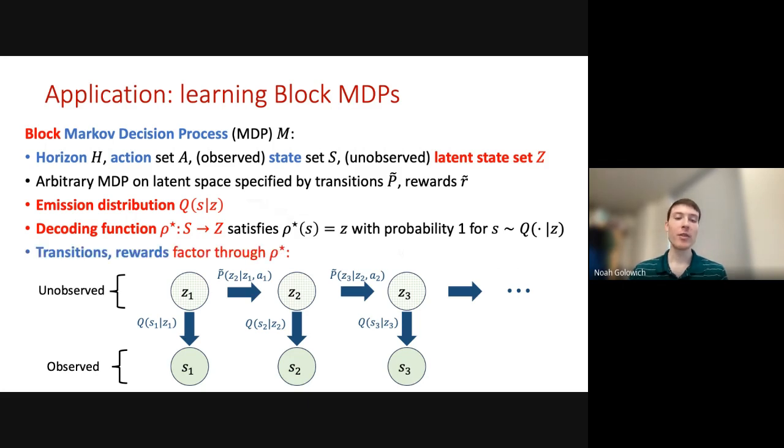And now the transitions and rewards of a block MDP factor through the decoding function rho star. So you can kind of think of this pictorially as is shown here. We have two layers, basically an unobserved MDP in a latent state space, and then observed states, which are drawn independently at each step, given the latent state.